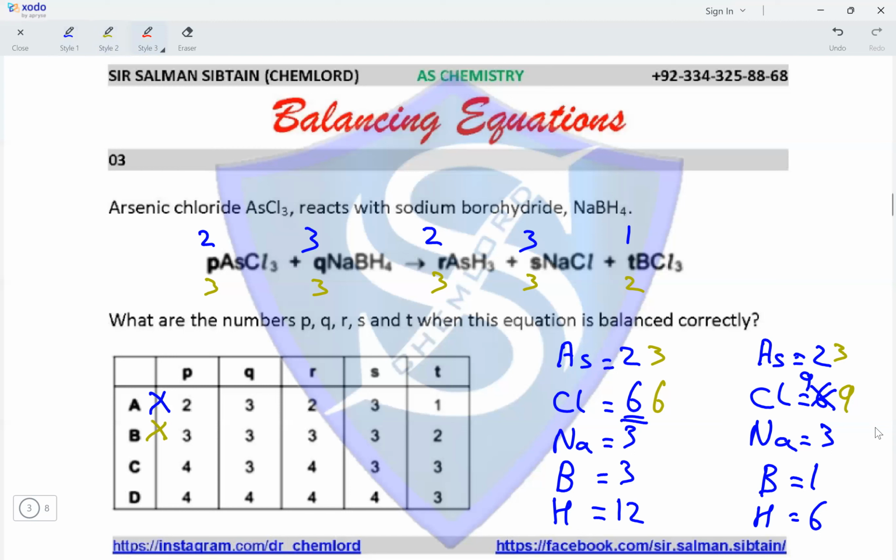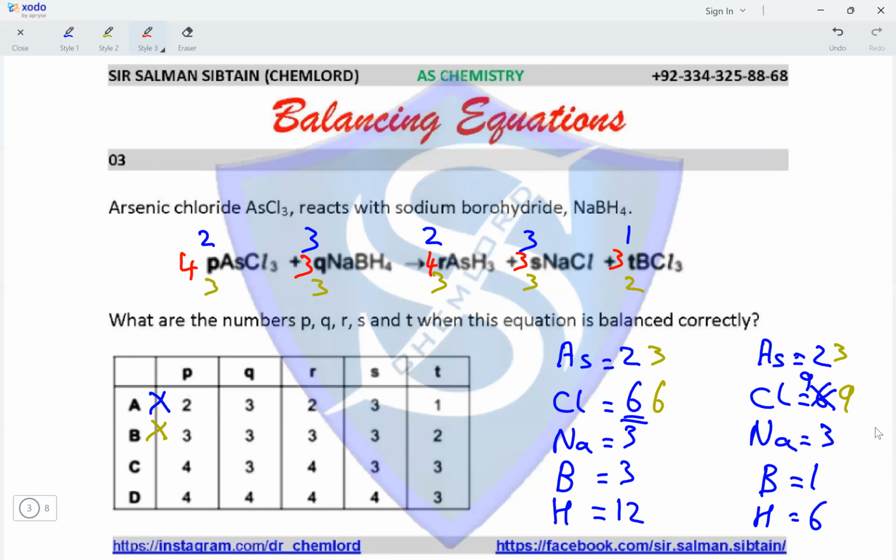We are moving on to option C now. For option C, we've got 4 as a value for P, as a molar ratio of P. For Q, it would be 3. For R, it would be 4. For S, it would be 3. And for T, it would also be 3. So let's total the number of each element on each side.